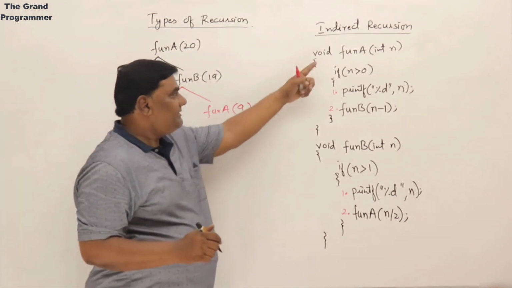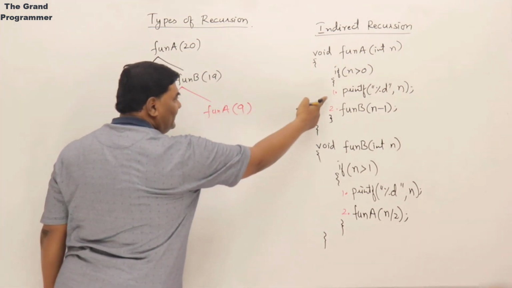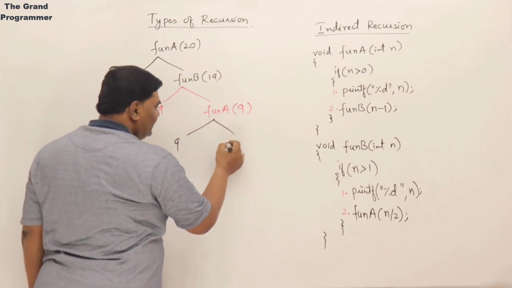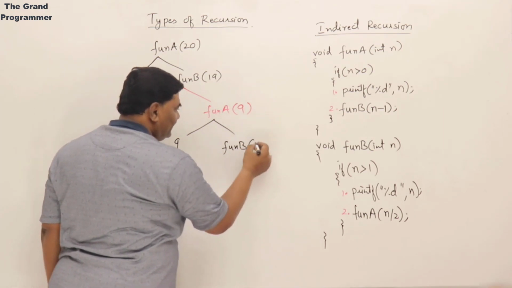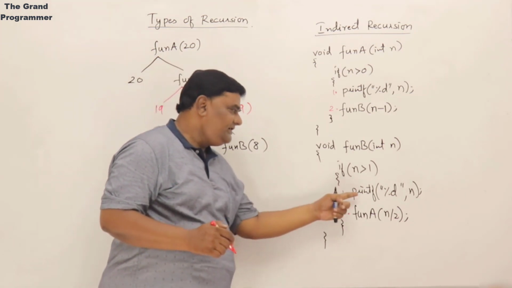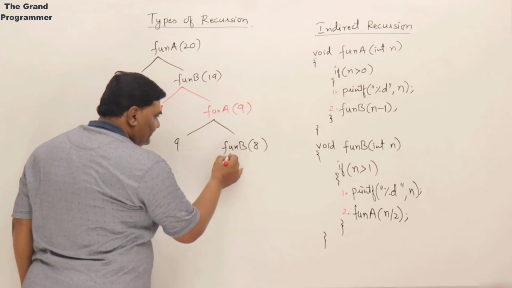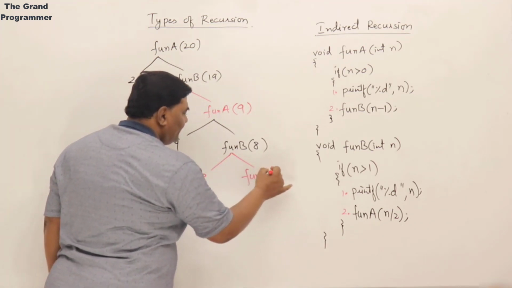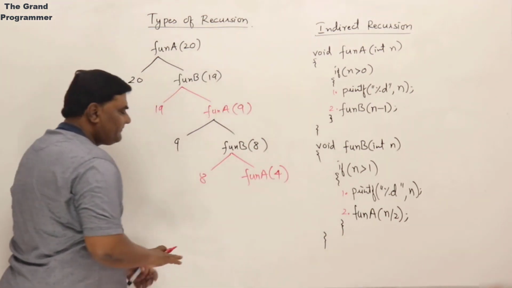Now again control goes back to function A. Function A takes the argument, and we know well that it's printing and calling B. So it prints 9 and calls B by passing n minus 1, that is 9 minus 1, that is 8. Now it is back on function B. Function B prints and calls A by half of this one. So print 8 and call function A by passing half of 8, that is n by 2 of 8. So it is 4.